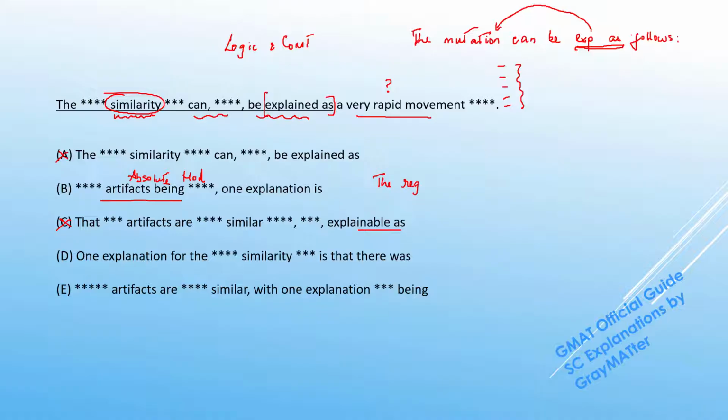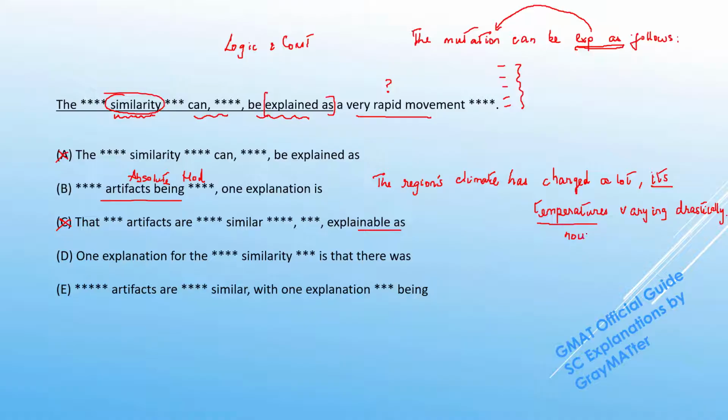The region's climate has changed a lot, comma, its temperatures varying drastically. So it's a very simple example to make you understand this modifier construction. An absolute modifier is constructed like this. There is a noun followed by a modifier to this noun itself.